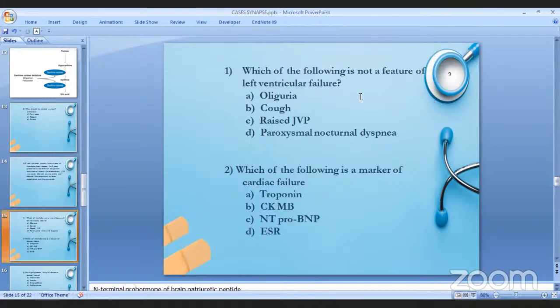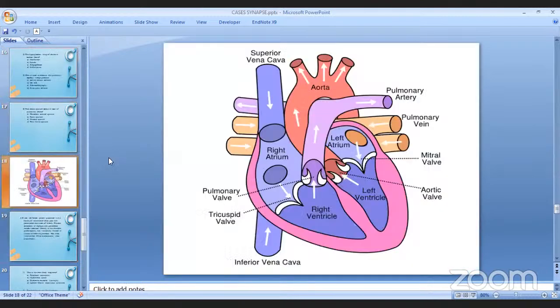Okay. Now there is a question. Which of the following is not a feature of left ventricular failure? Right, left ventricular failure. So let me explain it to you by this figure itself. Right. So left ventricular failure is the matter of the question. Okay, let me start with the right ventricular failure.